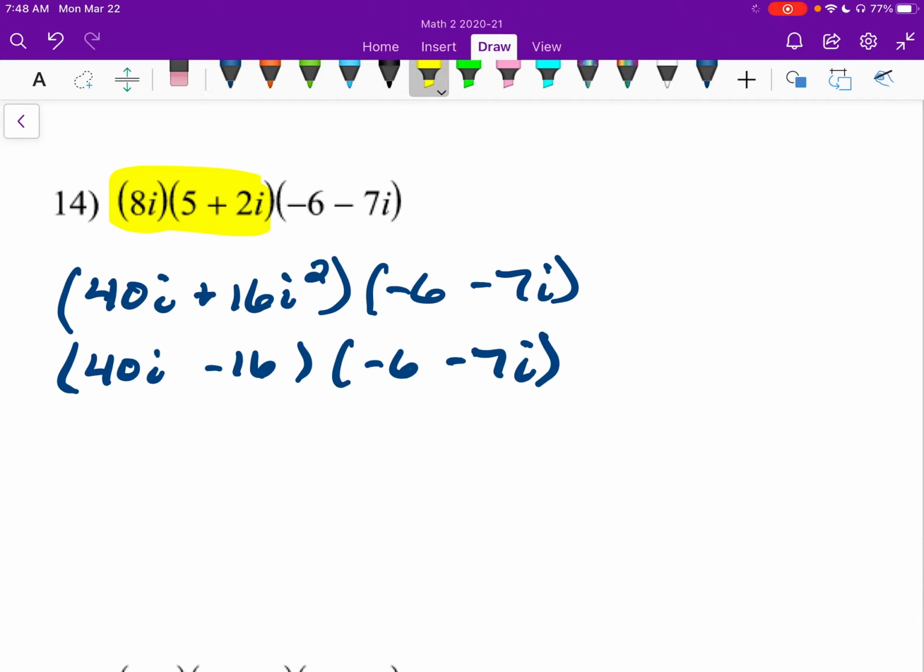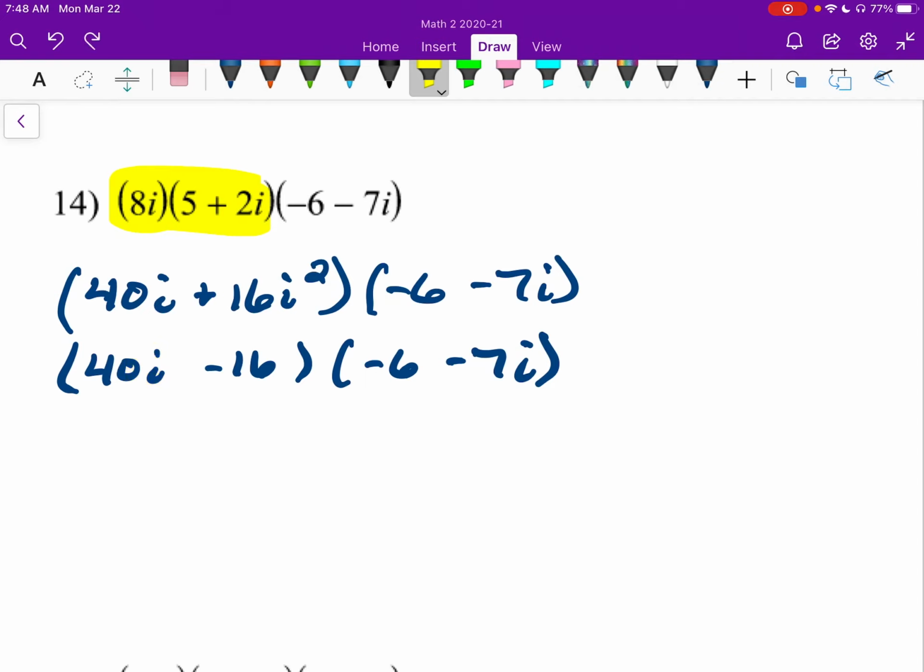Now you might be saying here, well, Mr. Carrington, why did you put the i one in the first? I did that just because that's the way the problem lined up, and we're not done yet, so we don't have to be in standard form yet, okay? In the middle of the problem, it doesn't really matter what the order is.